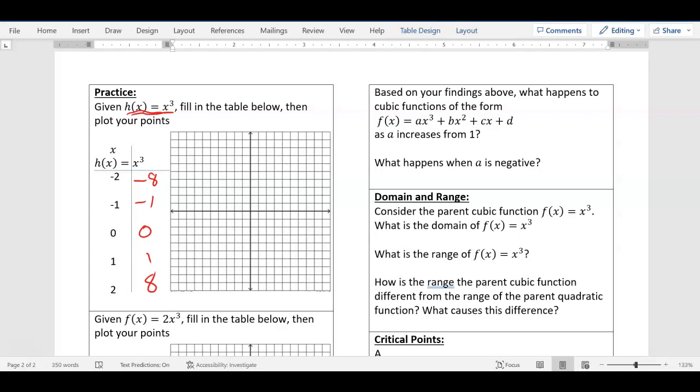Can you plot those points, though? So instead of just a random sketch, plot those points on that graph. -2, -8, -1, -1, 0, 0, 1, 1, 2, 8. So everyone's plotting those points, right? Plot those points, and then do your best to make a nice cubic looking function.